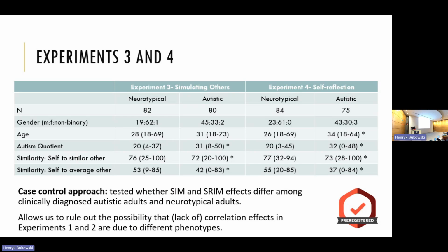So the autism quotients were significantly higher for the autistic compared to the neurotypical participants. Participants were also, in both experiments, more likely to rate the self as more similar to the similar other compared to the average other. But there was also a group difference on that. So the neurotypical people rated their similar other as being more similar to them compared to the autistic participants. So the idea here is to make sure that there isn't just a correlational effect that's driven by phenotypes, and to test whether these effects actually exist at a group level between neurotypical and autistic people.